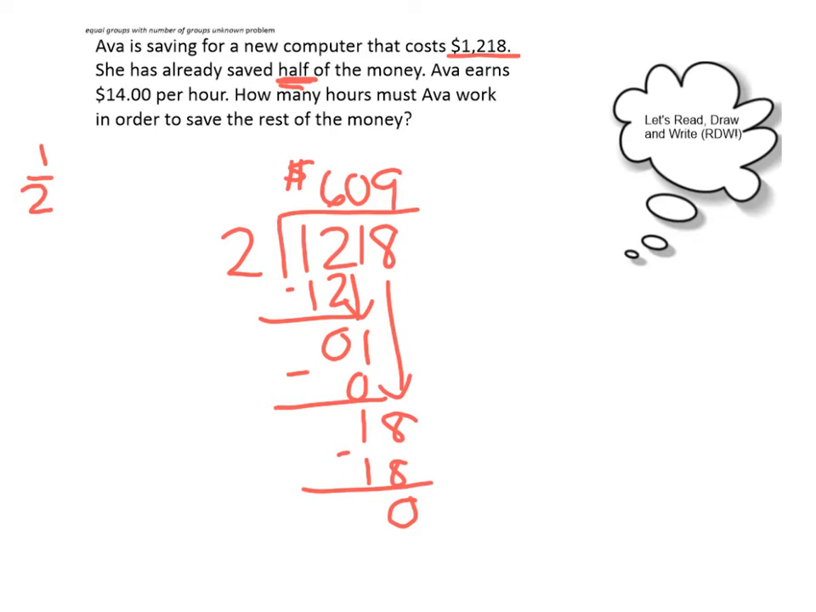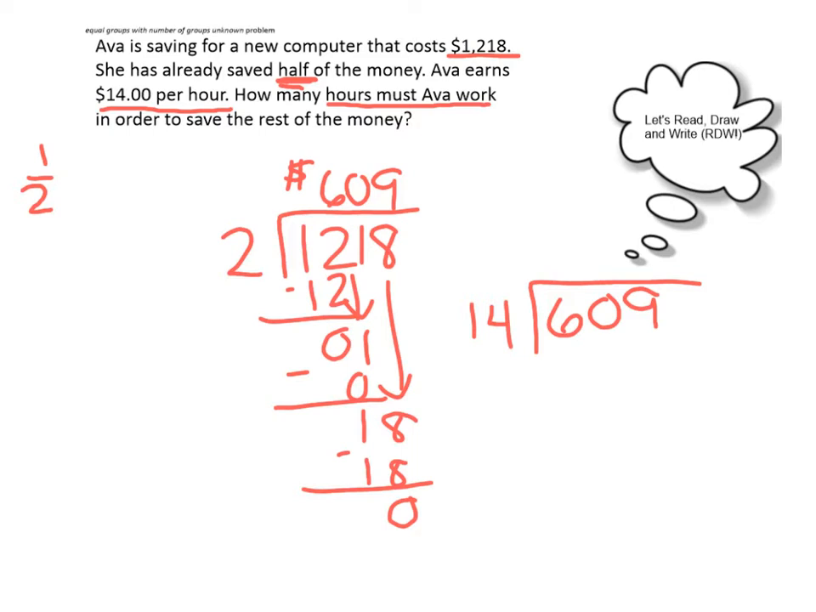The rest of the problem tells us that she earns $14 per hour, and they want to know how many hours must she work to save the rest of her money. So we know she needs to save $609, and we need to split that amongst the $14 to find out how many hours she needs to work. So we're going to divide this by 14 to see how many hours times 14 equals the $609.